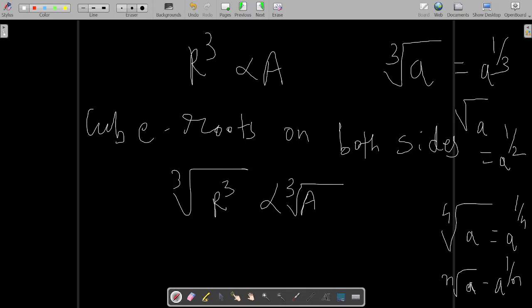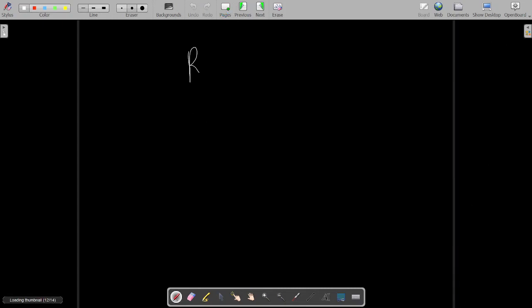Okay, you have learned this, so you will simply take 1 by 3 power. A to the power 1 by 3. So these 3 and these 3 will cut out. And after those 3 are cut out, what are you left with? You are left with r is directly proportional to A to the power 1 by 3.